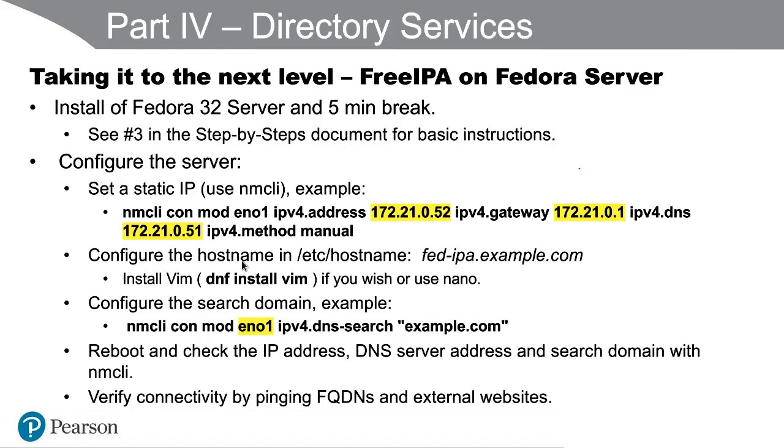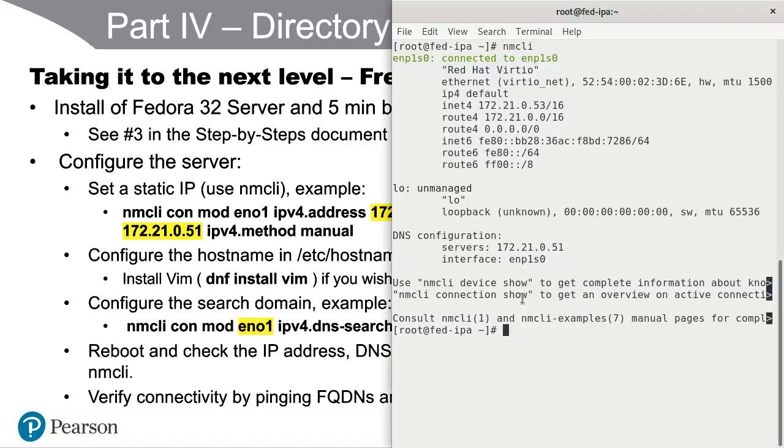Okay, so here we go. I changed the static IP. I changed the host name. We're in good shape here. I did not actually configure the search domain. We could do that. And you can see here that's an nmcli conmod, name of the adapter, which will be different for you, IP version 4.dns-search, and then the name of the domain. So we can add that. That's fine. We'll do that now.